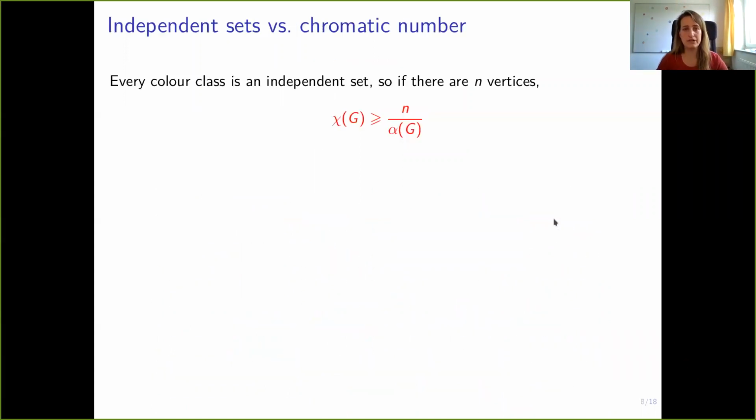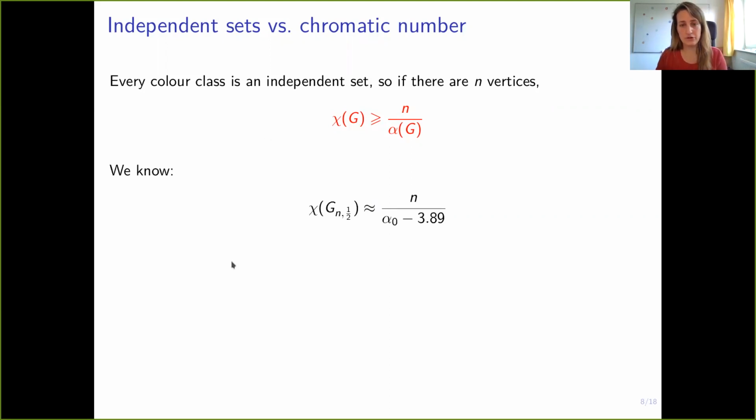Well, I already mentioned earlier that the chromatic number is closely related to the independence number. If you have a coloring, every color class is an independent set, so every color class is of size at most alpha. So if you have n vertices, you're going to need at least n over alpha colors. Now this is a lower bound that holds for every graph, but for random graphs, this is actually very close to the truth.